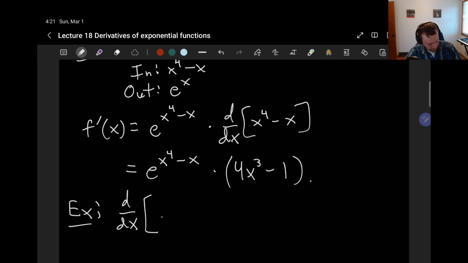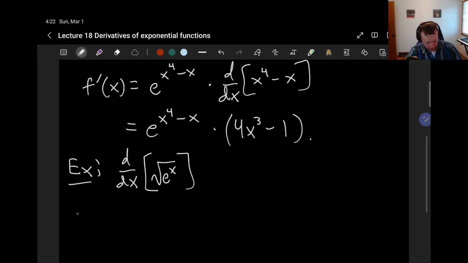Next, let's use some different wording here. We're taking the derivative of the square root of e to the x. So this time my inside function is e to the x. It's inside the square root. It's the input of the square root function. However, I want to start this a little differently. I'm going to take this one with two different approaches, or let's call this method. So first method, I'm going to show you two ways to do this.